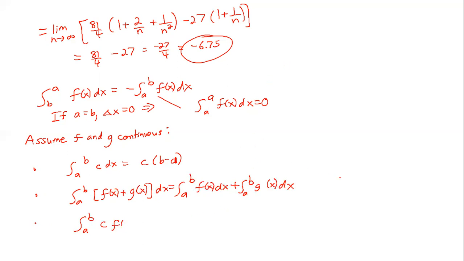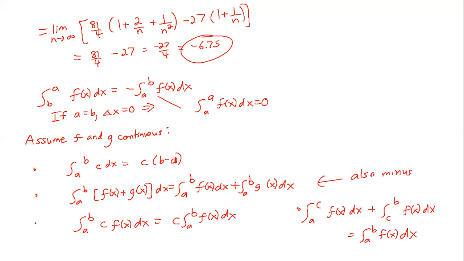Then, if a is equal to b, delta x is 0, which gives us that the integral from a to a of f of x also has to be equal to 0. So you can see all of this following from the definitions, not just because I defined this symbol, but because this actually follows from the definition of what an integral is.